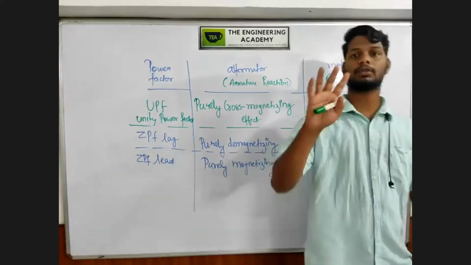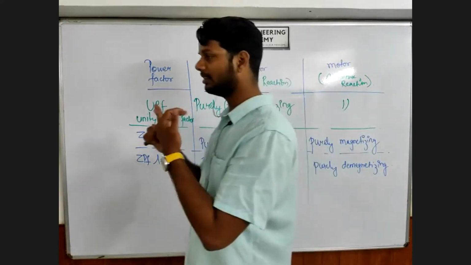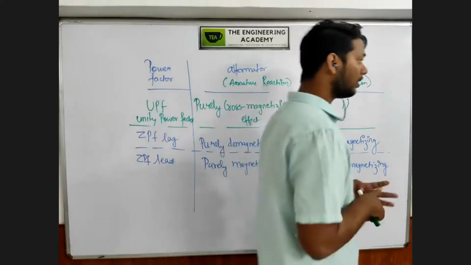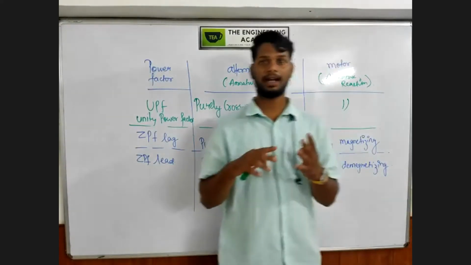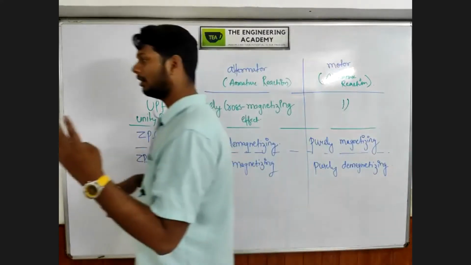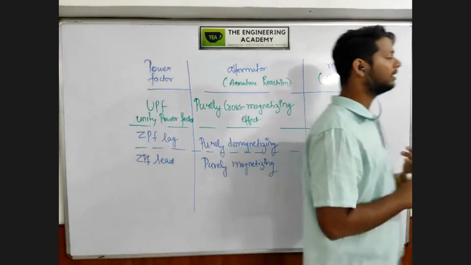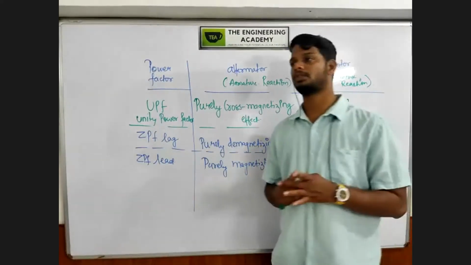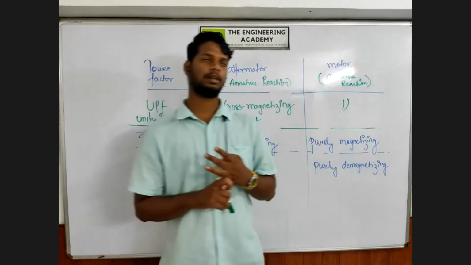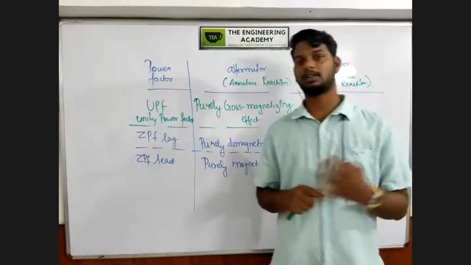Under machines there are four topics: transformer, DC machine, synchronous machine, and induction motor. For 11 or 15 marks there are four topics, and they are very vast. You cannot complete these four topics in two hours, but you can get an idea of what to study and what not to study for each topic.